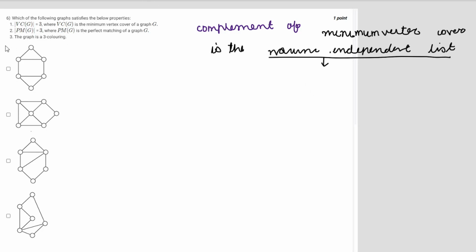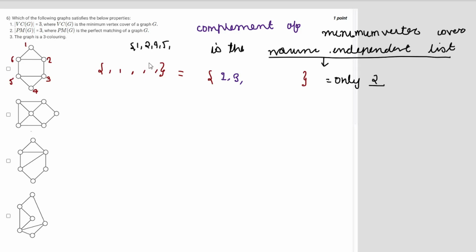So let us try to rename these vertices as 1, 2, 3, 4, 5 and 6. Write down all the vertices 1, 2, 3, 4, 5, 6. For the independent list, first we will choose 1. Write here 1, remove 1 from this list and its neighbors, which are 2 and 6. Now move to the next element, which is 3. Remove its neighbors, 4 and 5. So there are only 2 elements in the independent list. So the complement will be 2, 4, 5 and 6. The minimum vertex cover will require 2, 4, 5 and 6, which is equal to 4. So this option will be incorrect.